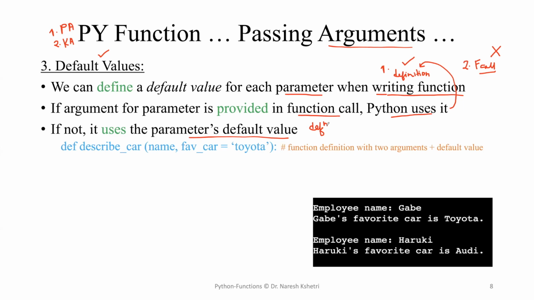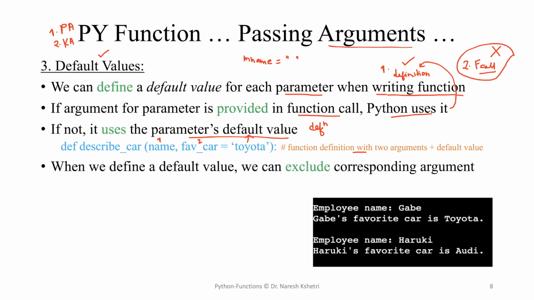Something like this. Here, the function is defined with two arguments, the first is name and another is favorite car, as we did before, and we have provided a default value of Toyota. So Toyota is the default value. That means if not provided in the function call, it will by default use Toyota. Like sometimes people use a middle name, and because many people don't have one, they use a blank string value for the middle name.